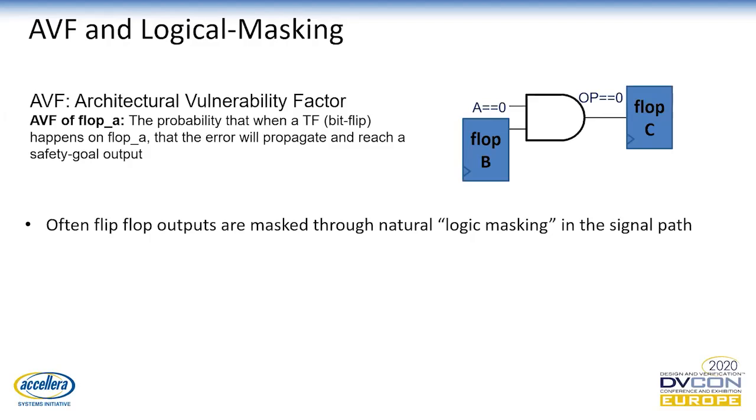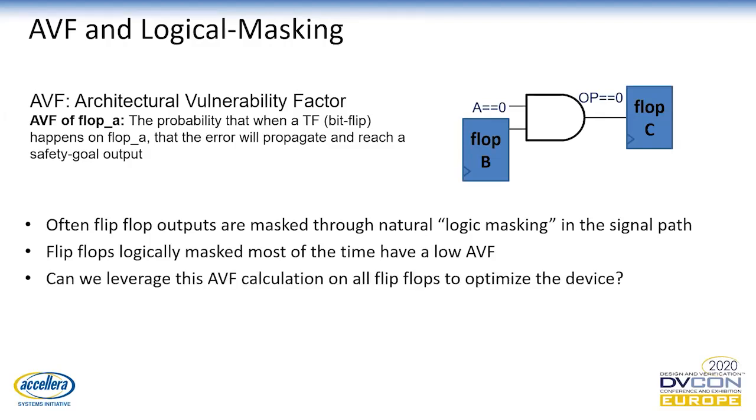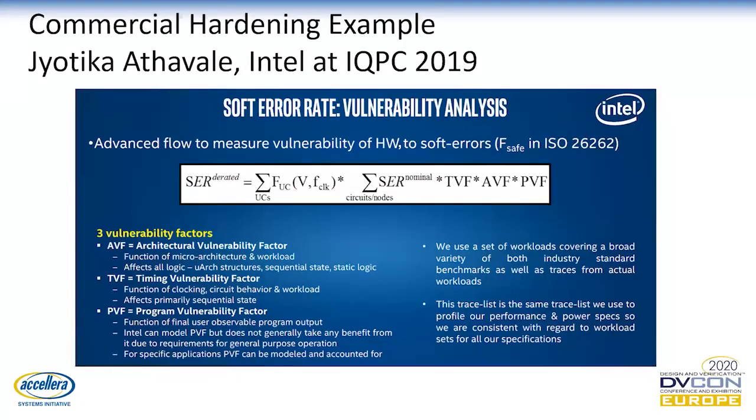Often these flip-flops' outputs might be masked because of logical masking in their signal paths. And these flip-flops, which are masked, mostly have low AVF. We can leverage these AVF calculations for all these flip-flops, which are masked also, and calculate AVF in such a way to minimize the number of flip-flops that are to be hardened. As I said, this technique is not new. A lot of industry leaders follow this.